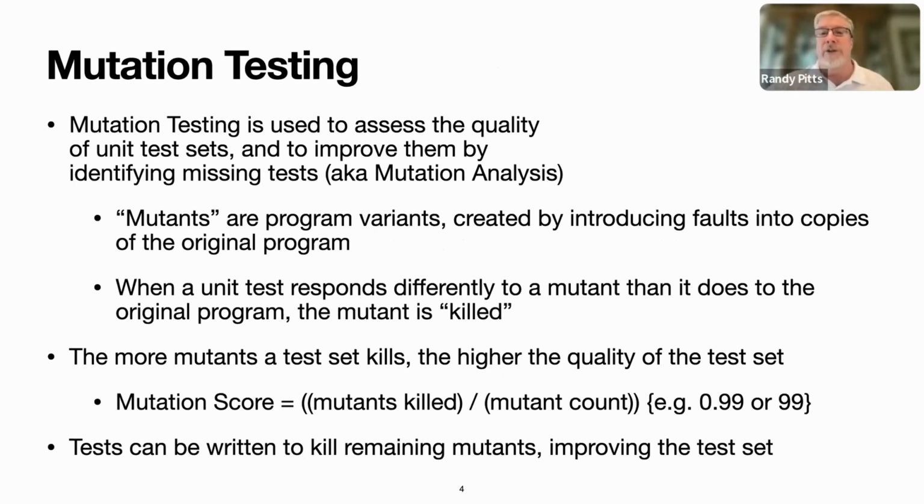So mutation testing in the large is used to assess the quality of unit test sets. Mutants are variants created by introducing faults into copies of the original program, and the mutants are killed by unit tests when they detect the faulty behavior. The more mutants a test set kills, the higher the quality. And we measure that traditionally with the mutation score, which is the number of killed mutants divided by the number of mutants that exist, or the number of killable mutants if the distinction is known. And then you can iterate on this process: when you have unkilled mutants, you can write new tests to kill those and improve the quality of the test set.